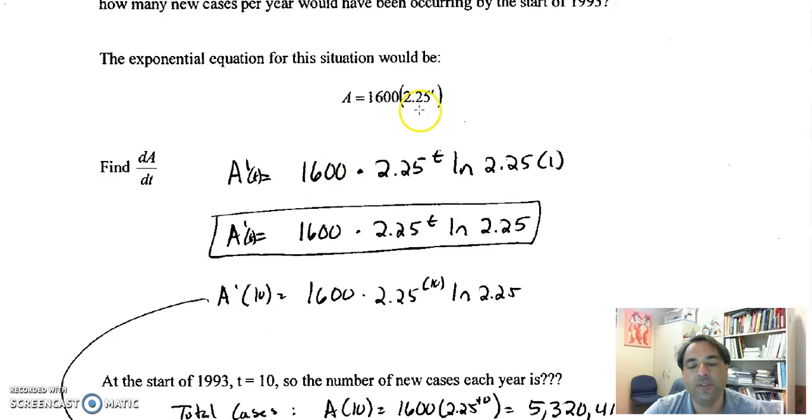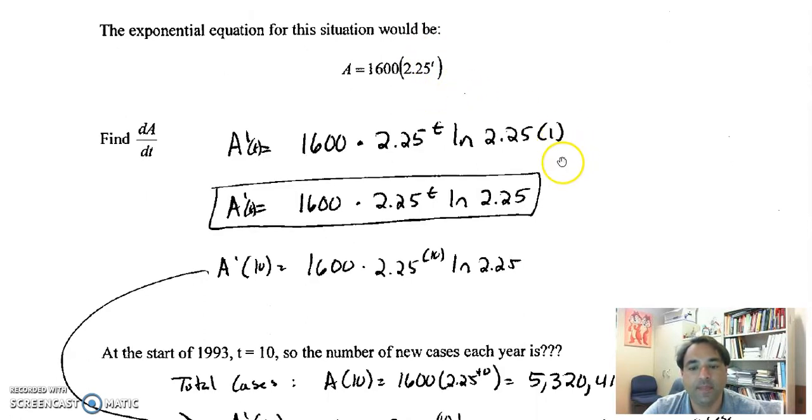Then, how do we take a derivative of a number being raised to a variable? That was our last special case. So step 1, rewrite it, 2.25 raised to the t, times ln of the base, which is 2.25, times the derivative of the exponent, so the derivative of 1t is 1. And multiplied by 1 doesn't change it, so 1 times 1600 is just 1600.